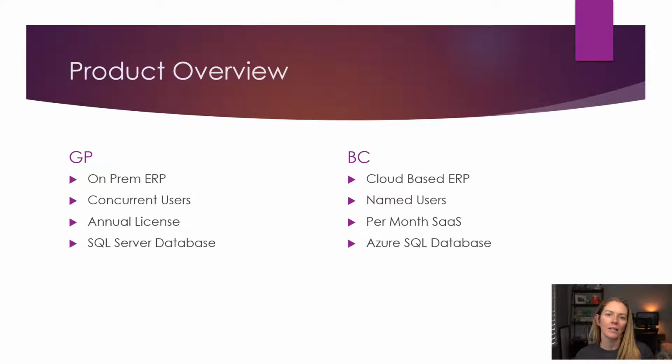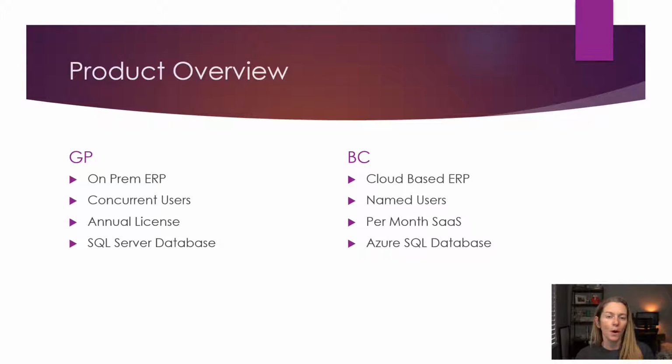GP also was an annual licensing, and then you paid a maintenance on that. Business Central, of course, is definitely not that. It is a monthly payment. Some of our partners will bill quarterly, things like that, but it's really a subscription or software as a service type. So those are some big differences between the two.